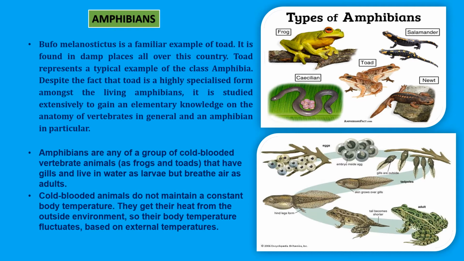Bufo melanostictus is a familiar example of toad. It is found in damp places all over this country. So toad is always found in damp places. Toad represents a typical example of class Amphibia. Despite the fact that toad is a highly specialized form amongst the living amphibians, it is studied extensively to gain an elementary knowledge on the anatomy of vertebrates in general and an amphibian in particular.